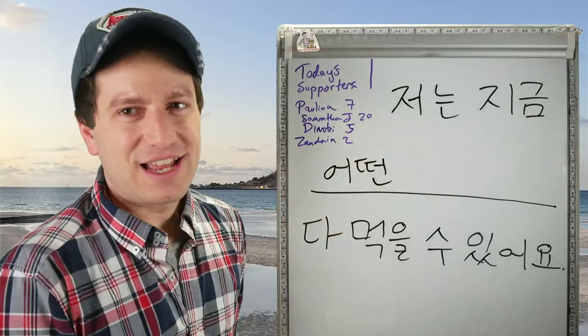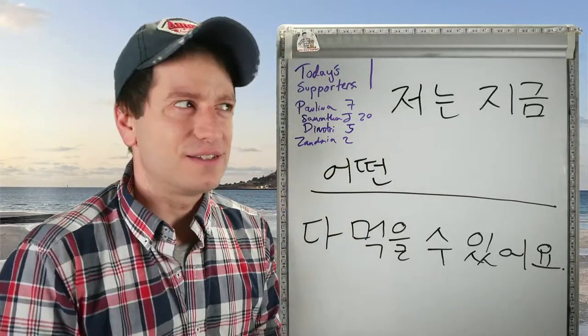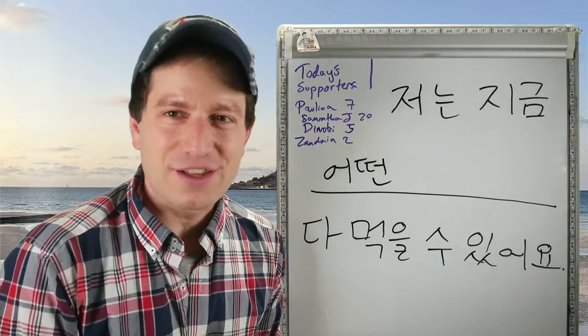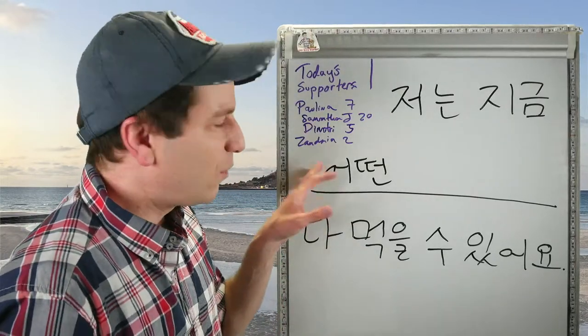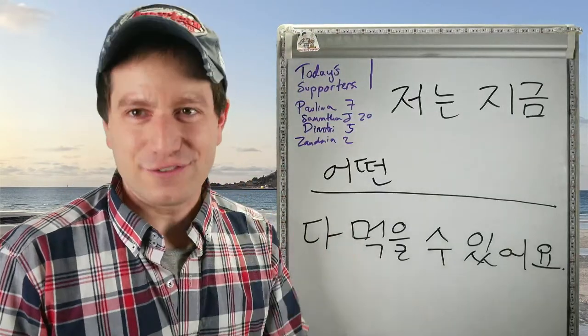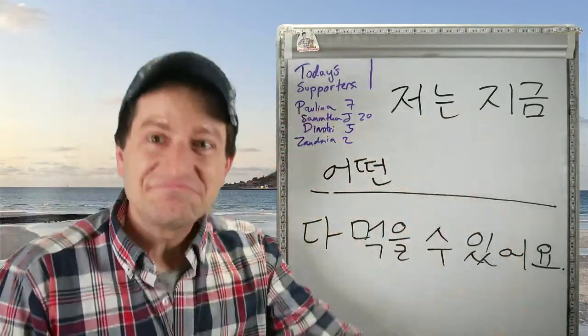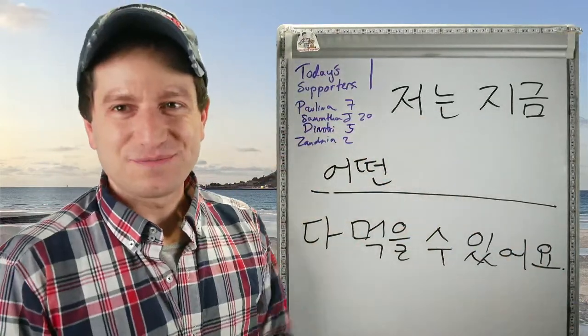So I'm giving you this. I wanted to give you less, but I realized it might cause you to pull up a different word if I don't tell you what I'm looking for. Whatever kind of food it is, 다 먹을 수 있어요. I can eat all of it. I can eat anything right now. 저는 지금 어떤 다 먹을 수 있어요.